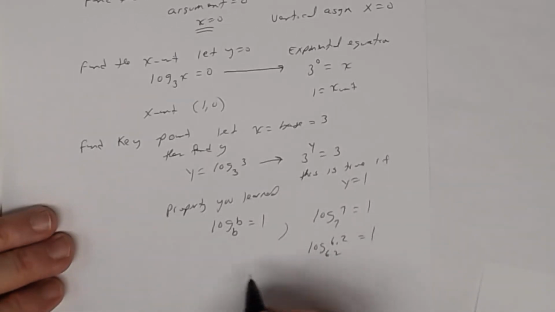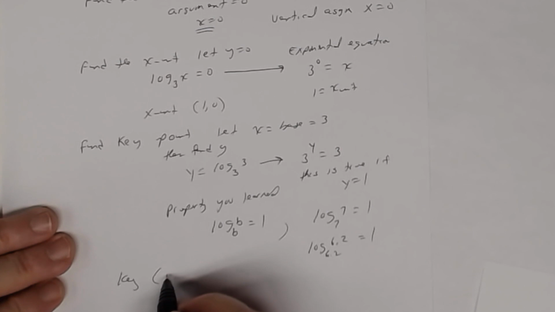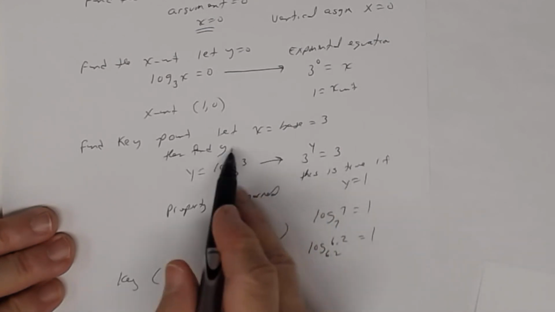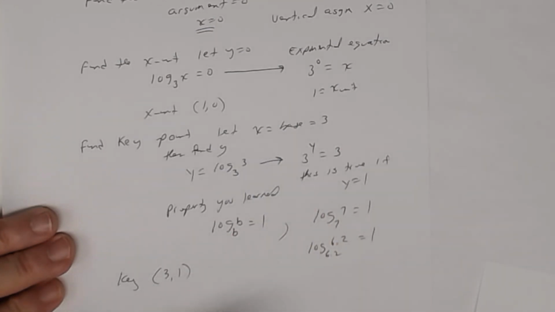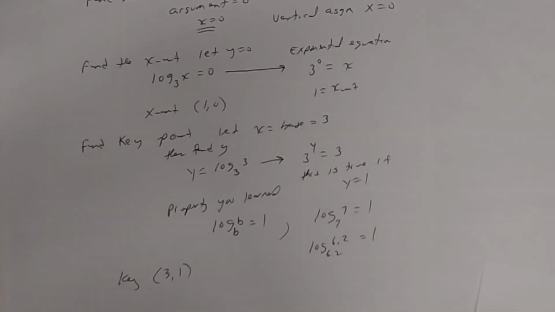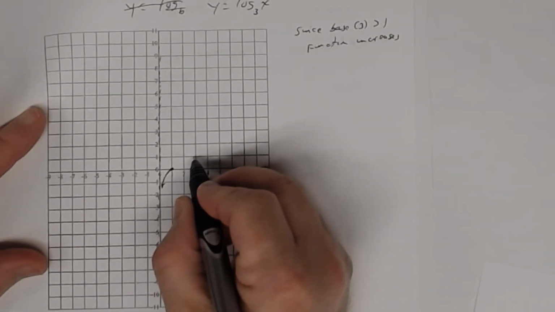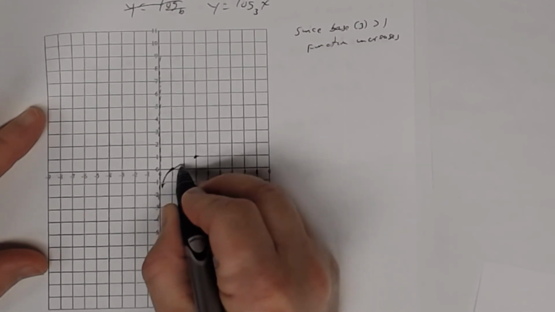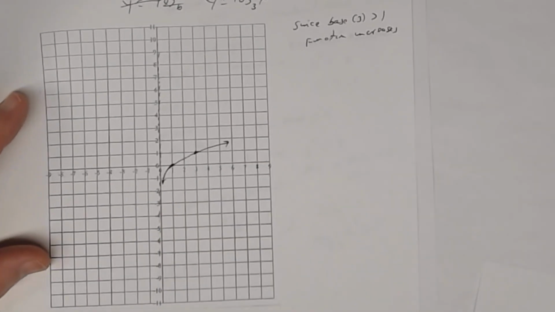Okay? So a key point you found is this. You let x be 3, so you get (3, 1). And then you plot that point, (3, 1). Watch how simple this is. (3, 1), which is here. And then you do this, and you're done. Okay? That's all you have to do.